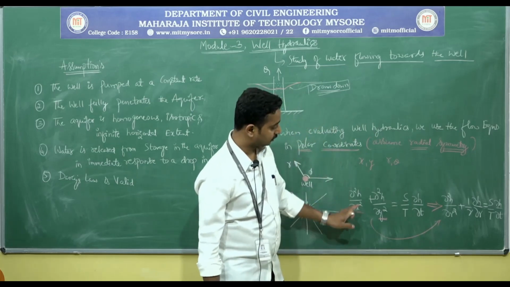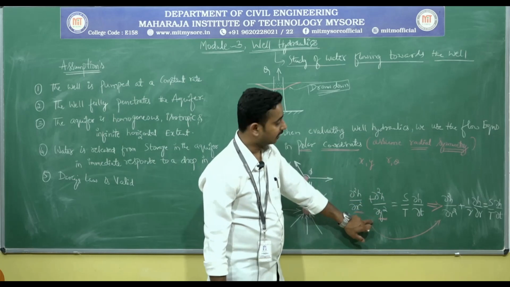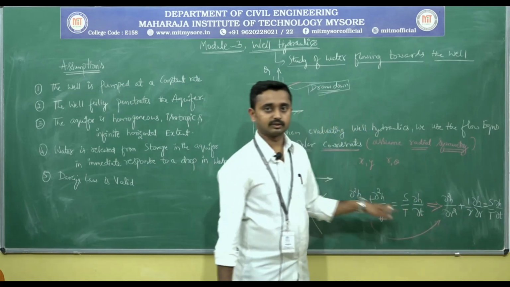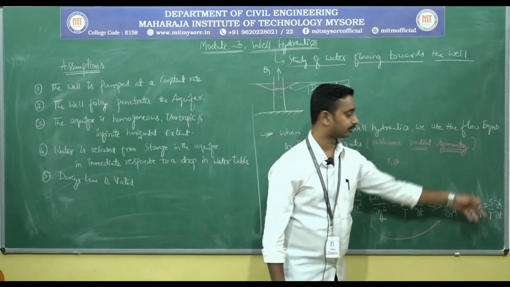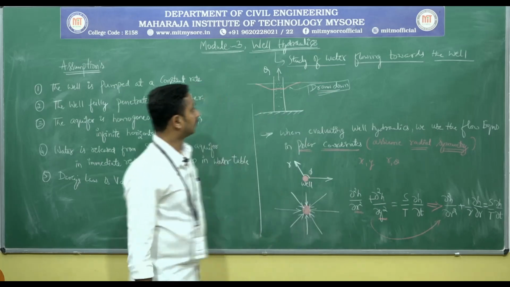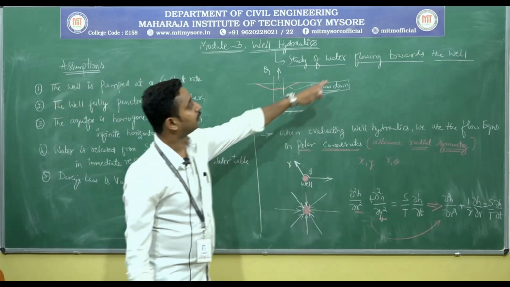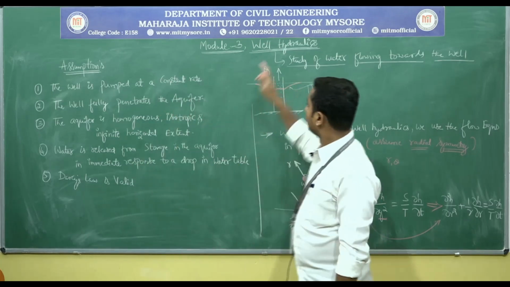The equation is dou square h by dou x square in the x direction plus dou square h by dou y square in the y direction equals S by T dou h by dou t. I'll explain these equations in the coming derivations. So this is converted into r, the radial direction. Simply, well hydraulics is the study of water flowing towards the well.